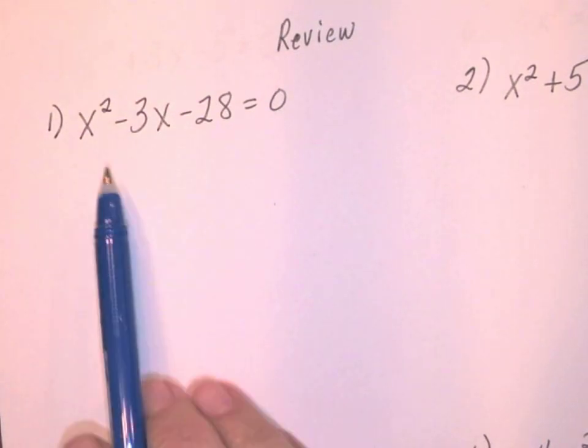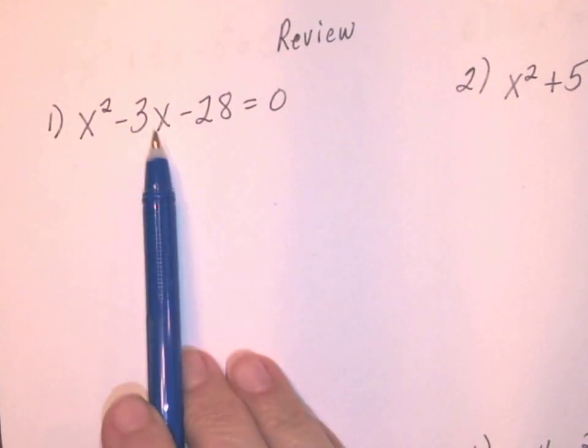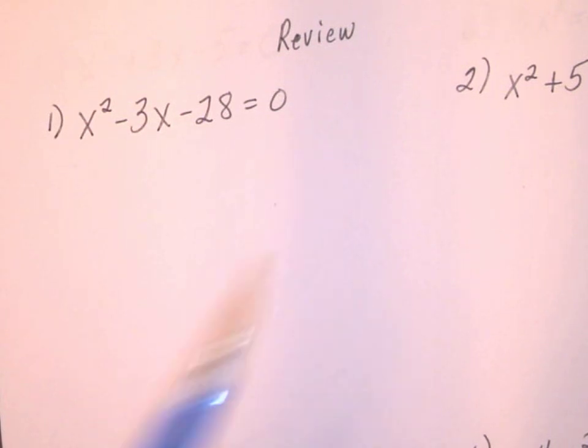This is obviously not the solve by square root method because it has an x in it. It's already set equal to 0. I could either factor or I could use quadratic formula. I would rather factor if I could because it's quicker and easier.